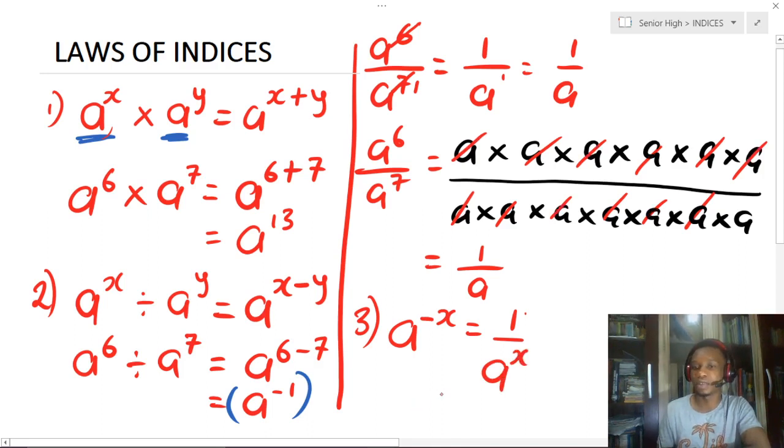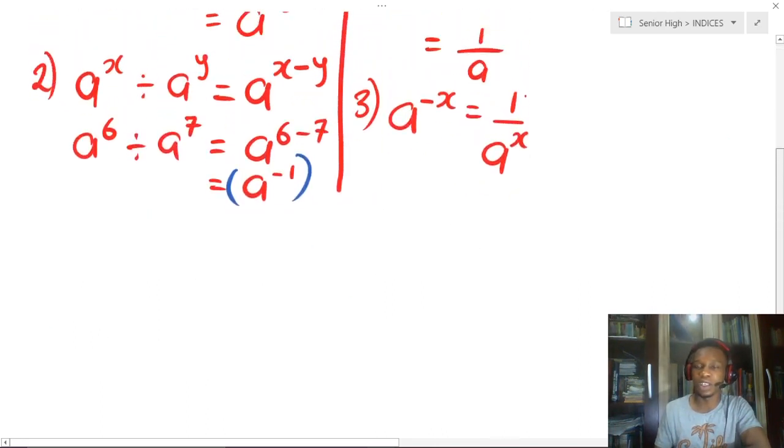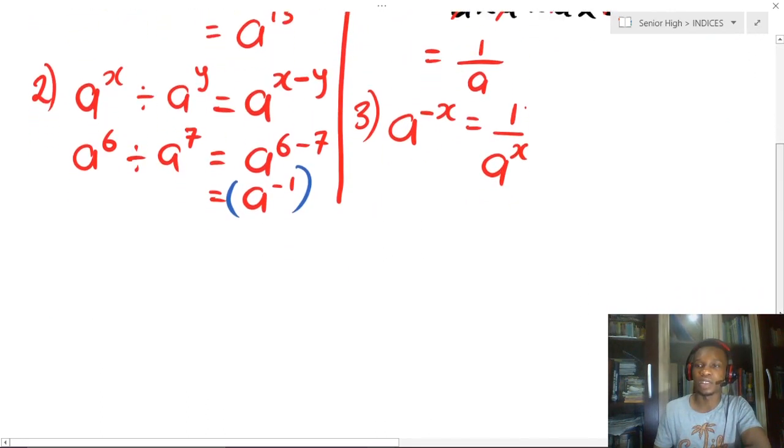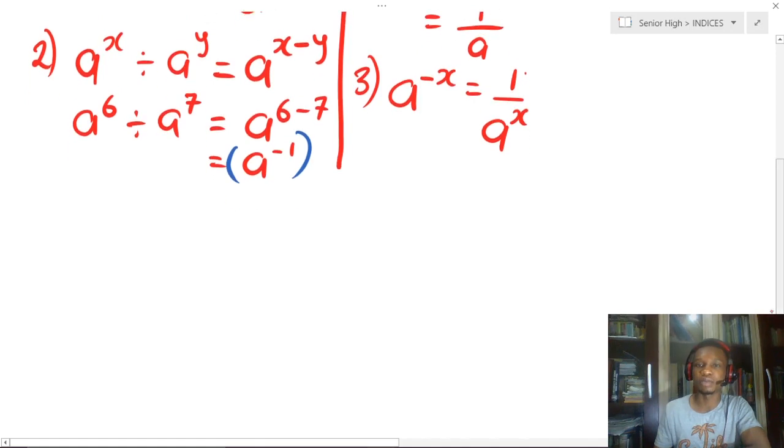Is that okay? So let me scroll down. I don't want my face to be blocking what we're doing, so let's take this a little bit this way. So that's what we're going to say, that whenever we have A raised to the power of minus X, it is equal to 1 over A raised to the power of X.